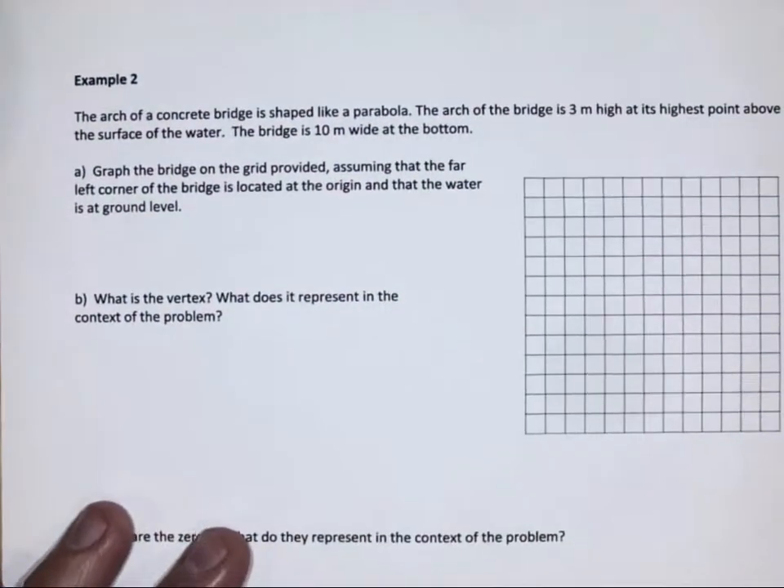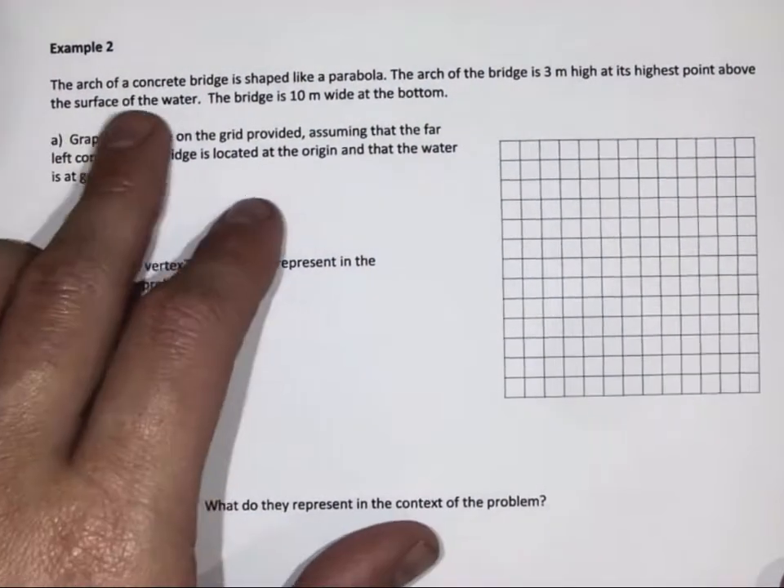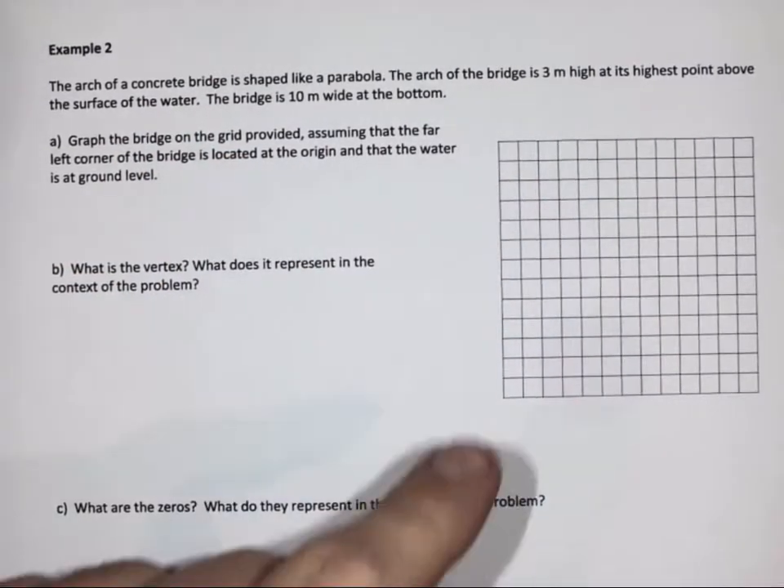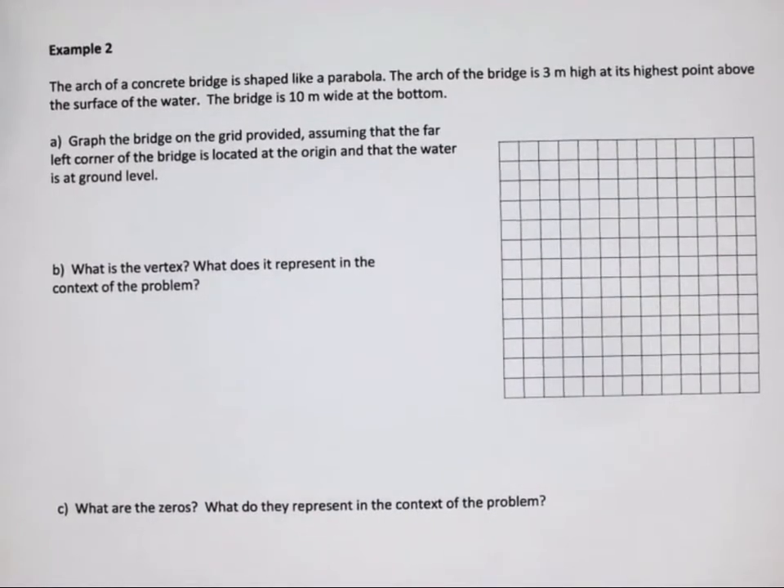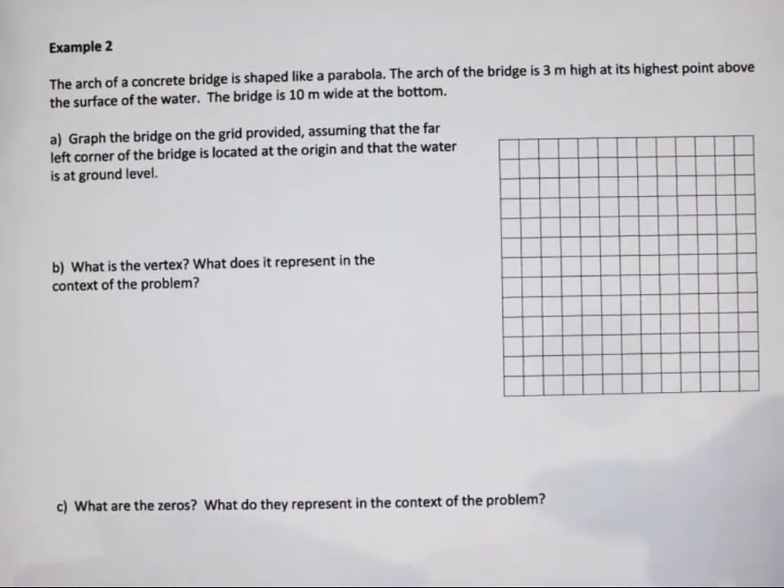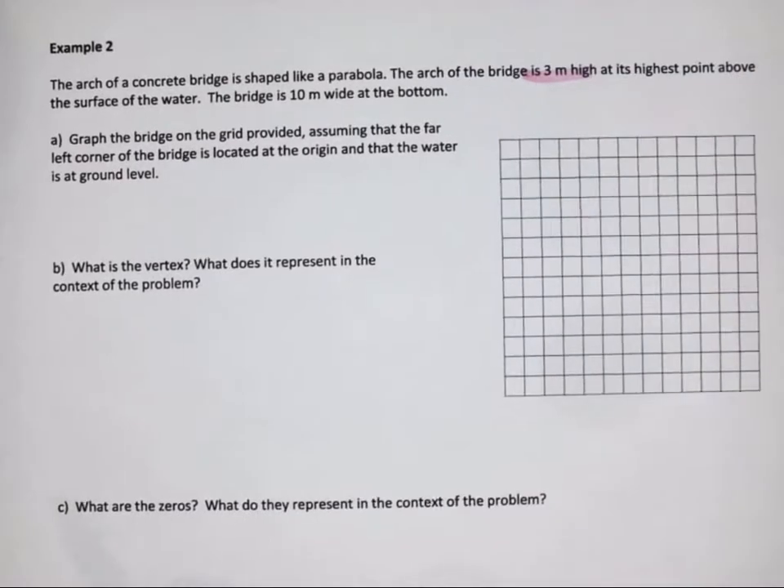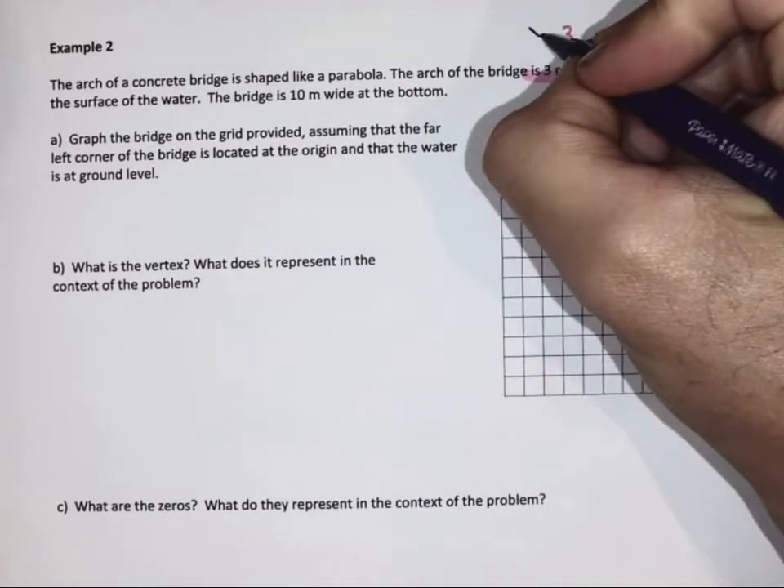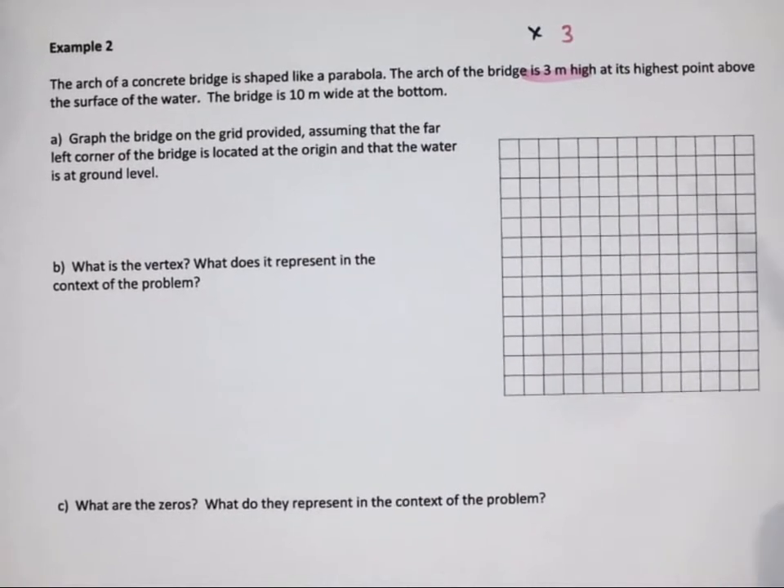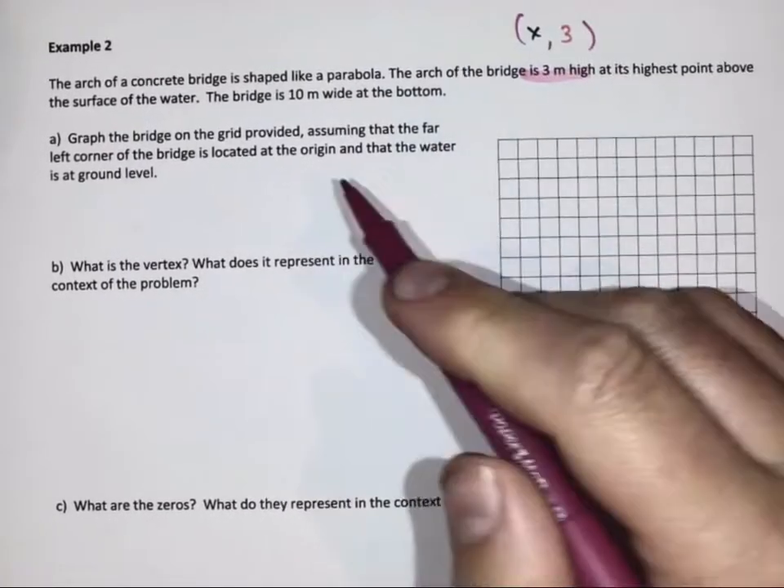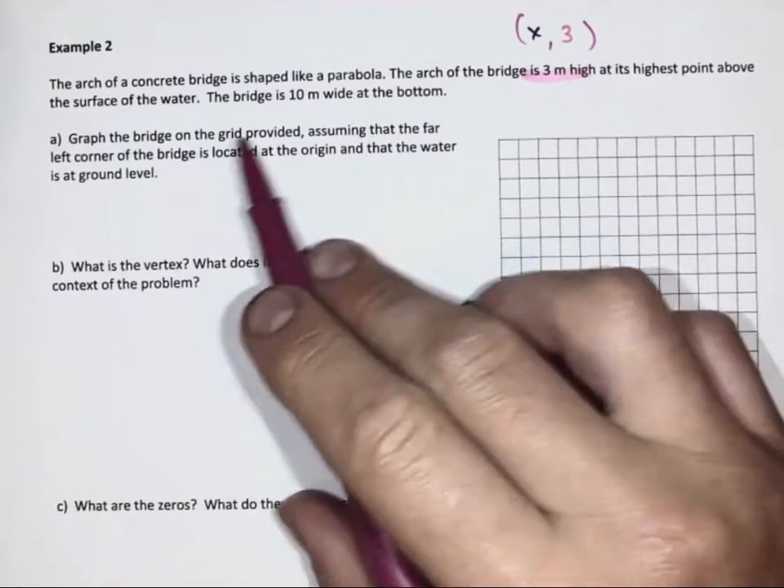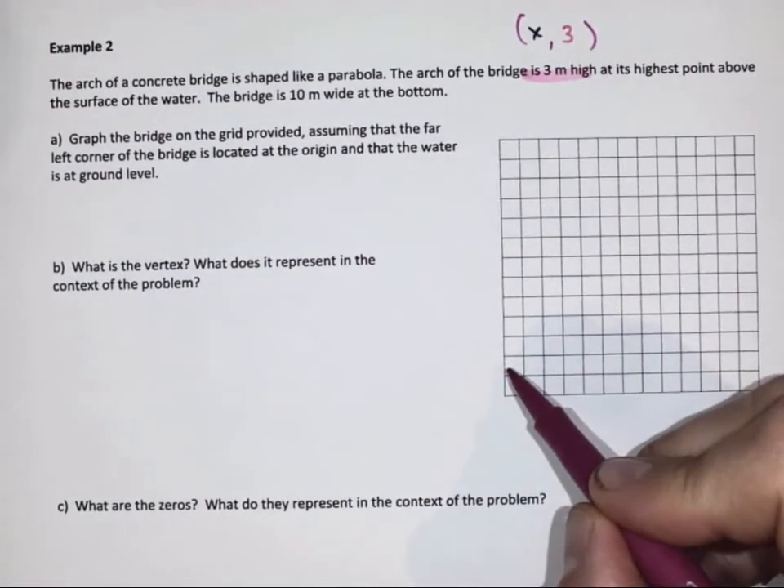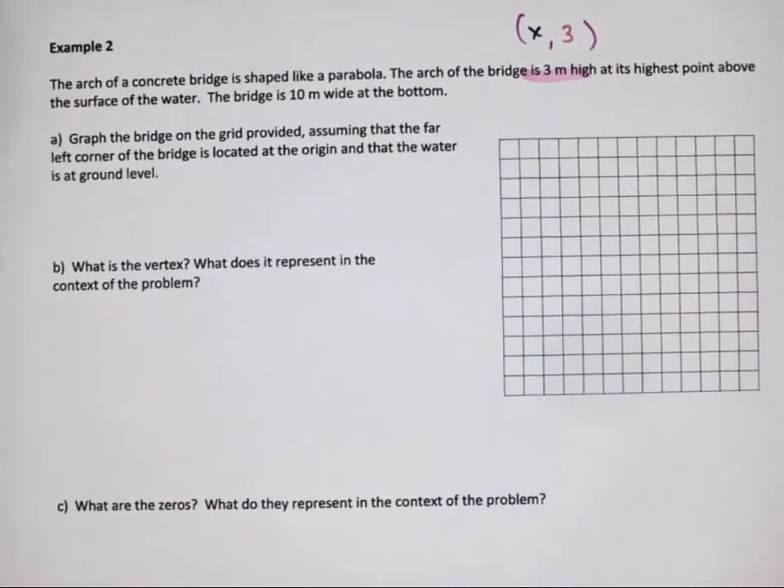Okay, so do another example. The arch of a concrete bridge is shaped like a parabola. The arch of the bridge is 3 meters high at the highest point. So again, that 3 meters high at the highest point is part of our vertex. The bridge is 10 meters wide at the bottom. So graph the bridge on the grid, assuming that the far left corner of the bridge is located at the origin and that the water is at ground level.